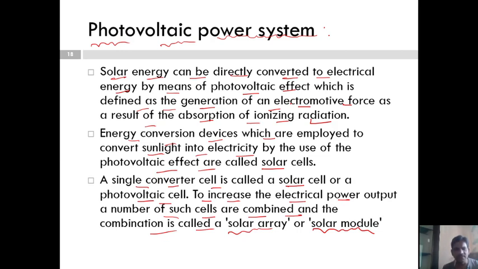So I think in your future we will adopt these non-conventional energy sources in much larger quantity, and much more research will be done. You have to do your projects based on these non-conventional energy sources, guys. Okay, so best of luck, my students.